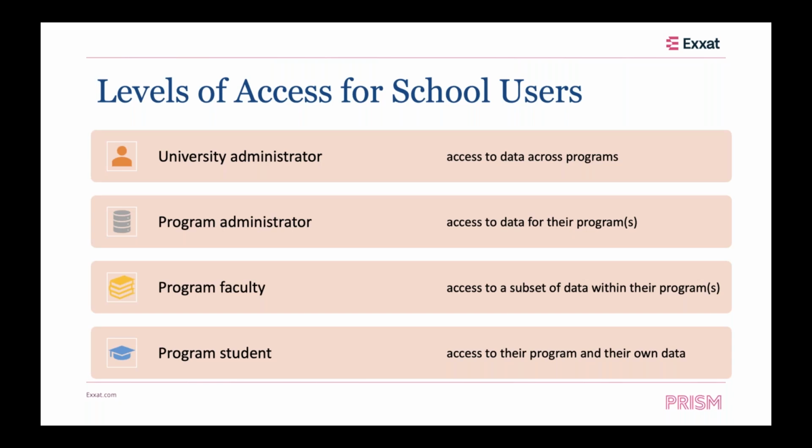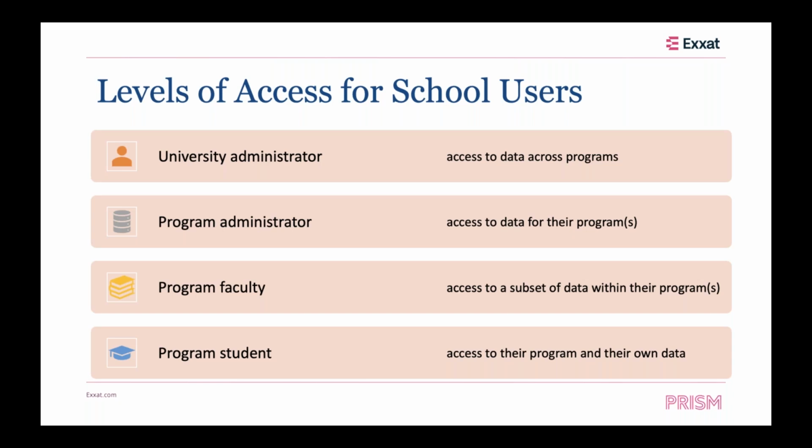So first, we'll talk about what are the different levels of access we have for school users. Vishaka briefly touched upon these. So the highest level of access is that of a university administrator. They have access to data across all the programs. Then the next level is program administrator. They have access to data only for their program or programs in case they are managing multiple programs. Our product allows one user to manage multiple programs if that's how the university is operating.